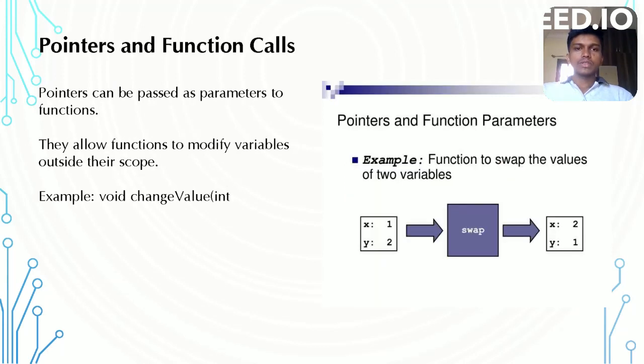Next is pointers and function calls. Pointers can be passed as parameters to functions. They allow functions to modify variables outside their scope. Example, void changeValue(int *). In function calls, pointers can be used to pass memory addresses instead of actual data. This enables functions to modify values at those addresses directly. This can be more efficient than passing large data structures, as it avoids unnecessary copying. Pointers in function parameters allow for in-place modification, enhancing the flexibility of function behavior.